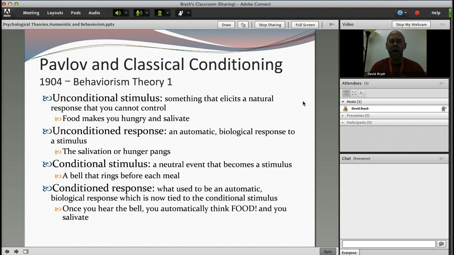And so over time, you can change what was an automatic response into something that I, as the stimulus controller, can control, right? So if I can control the stimulus, I can control your response.